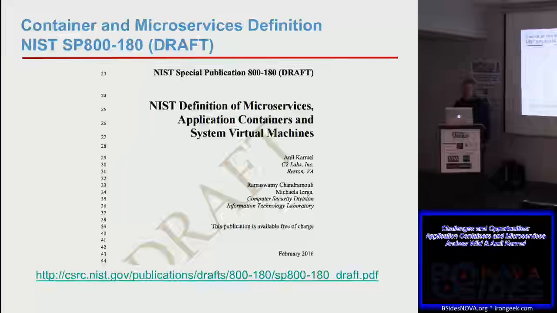There is a new document that NIST has published, it's currently still in a draft state, that specifically provides definitions of application containers and system virtual machines. And you say, why is it important to have these published, documented definitions? It's so that we can all speak the same language and use common terms, which becomes very important when you're talking to different groups and trying to interface and look at different solutions.